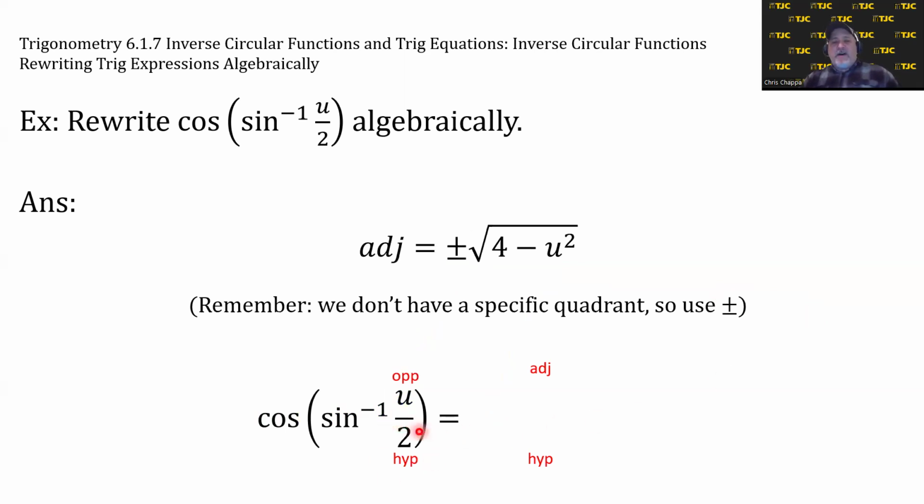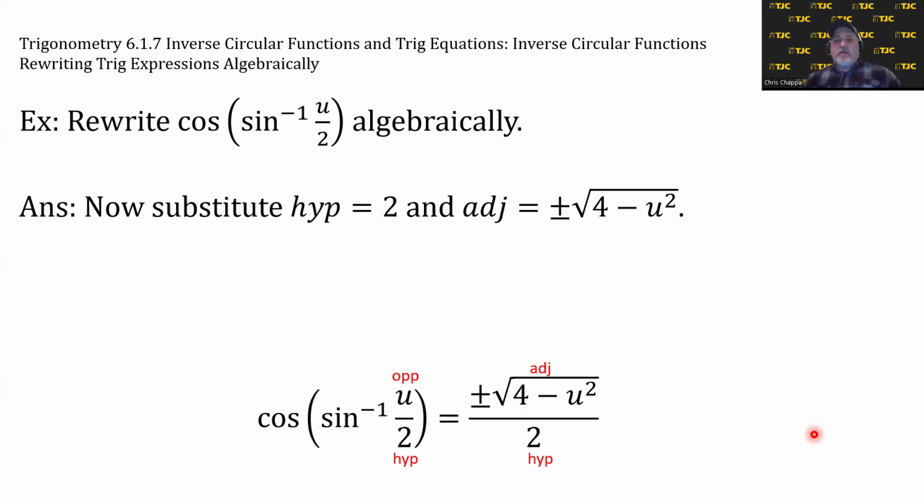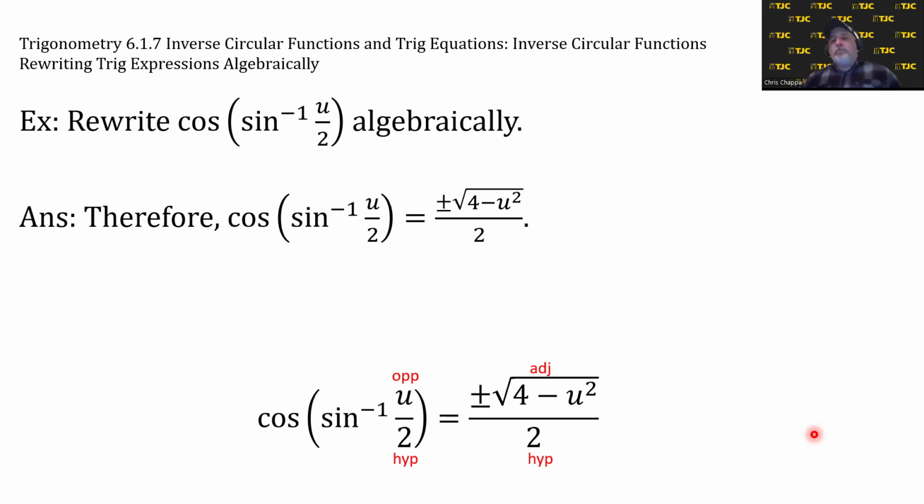The hypotenuse was defined or represented by 2, so we just have to set up our ratio. Substitute hypotenuse equals 2 and adjacent equals plus or minus square root of 4 minus u squared, and we get our answer. We've written the expression completely algebraically with no trig functions whatsoever. This is a skill necessary for calculus students. Let's try another. Oh, summarize it. Cosine of sine inverse of u over 2 is plus or minus square root of 4 minus u squared over 2. If we knew more information, we could pick plus or minus, but for now, that will suffice.